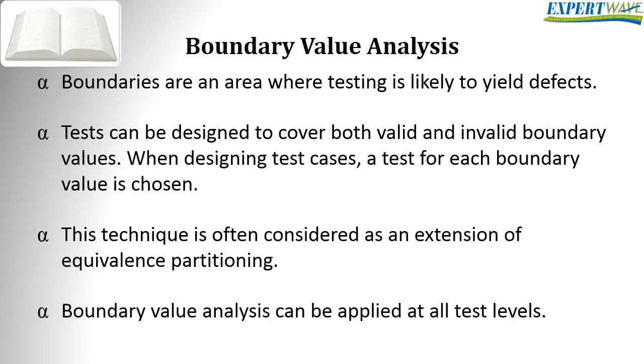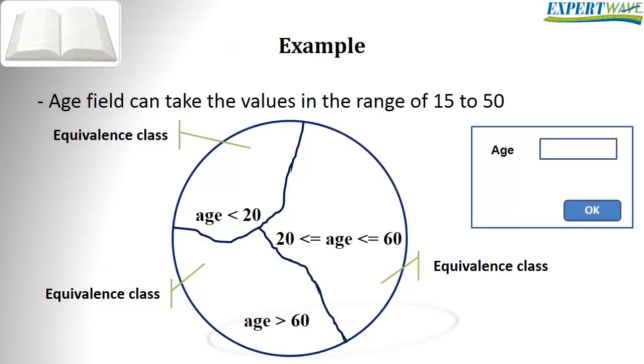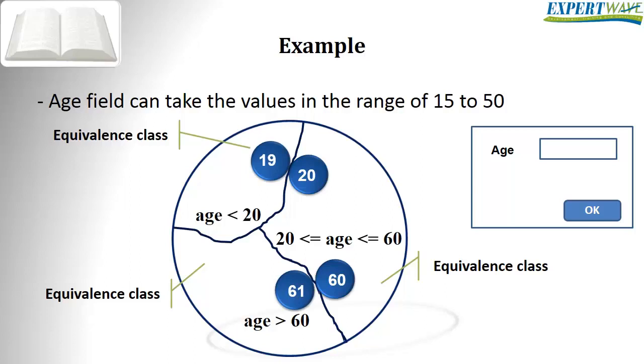In our example, the first partition, 20 to 50, has the boundaries of 20 and 50, which are valid boundaries. The second partition, less than 20, has a boundary of 19. The third partition, above 60, has a boundary of 61. To solve the boundary value analysis or BVA questions right, you must identify the partitions correctly and identify the boundaries of each partition. Your test cases should use the exact boundaries you have just identified.